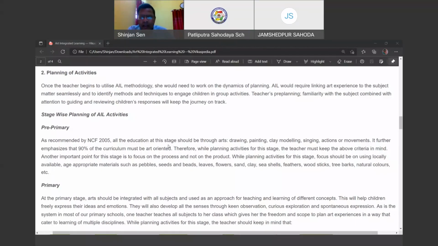Okay. So while planning activities for this stage, focus should be on using locally available age-appropriate materials such as pebbles, sheets, beads, leaves, flowers, sand, clays, and so on and so forth. Whatever natural things are available, we can simply use them and make our children learn. In fact, everything lying in the school, everything lying around us is some sort of teaching device. Primary stage-wise we are talking about.